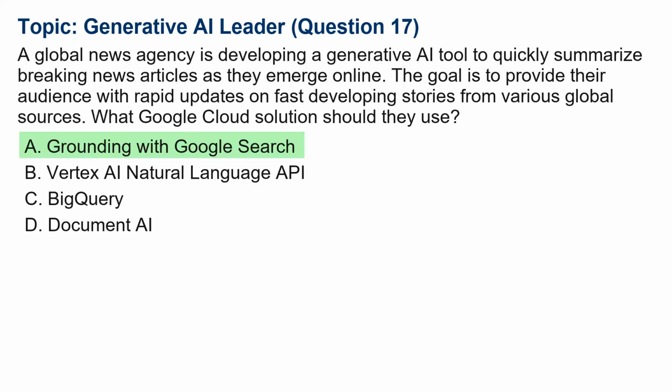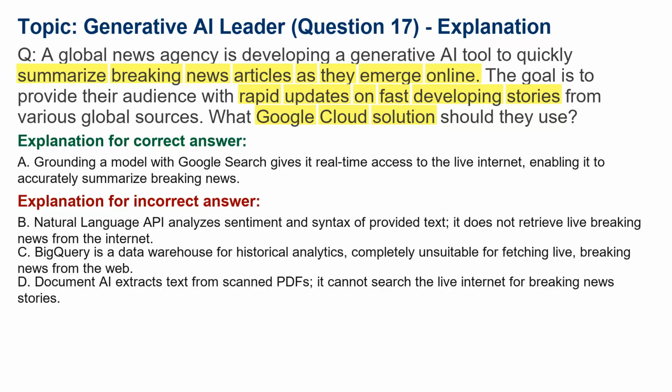The correct answer is A. Grounding with Google Search. To arrive at the correct answer, we focus on the keywords: summarize breaking news articles as they emerge online, rapid updates on fast-developing stories, Google Cloud solution. Why is this correct? Grounding a model with Google Search gives it real-time access to the live internet, enabling it to accurately summarize breaking news.